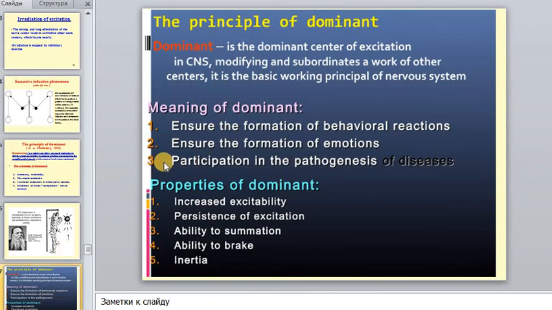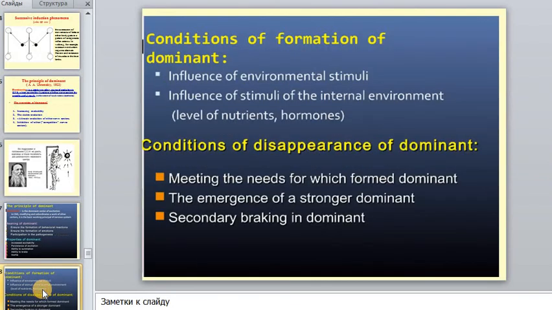of emotions, participation in the pathogenesis of diseases. And we have the ability to summation, ability to break, inertia, increased excitability, persistence of excitability.